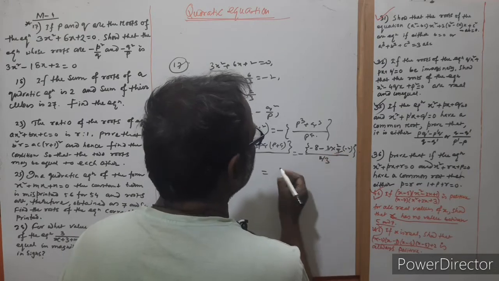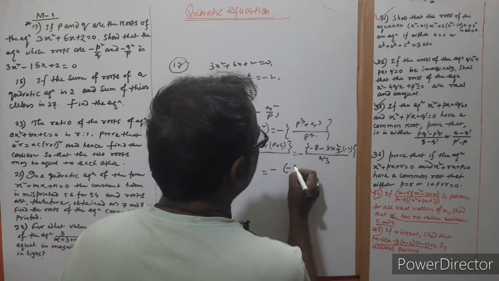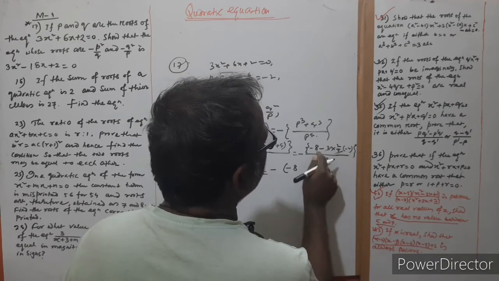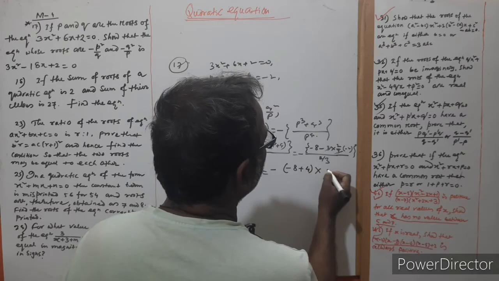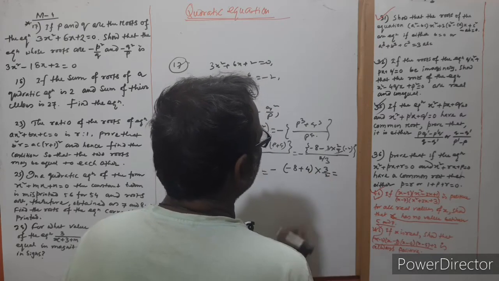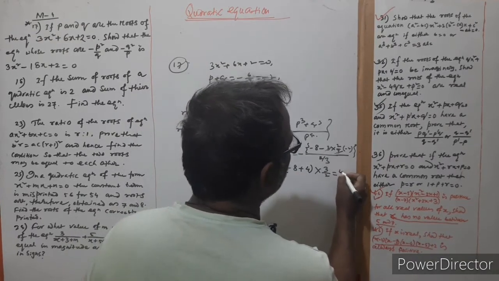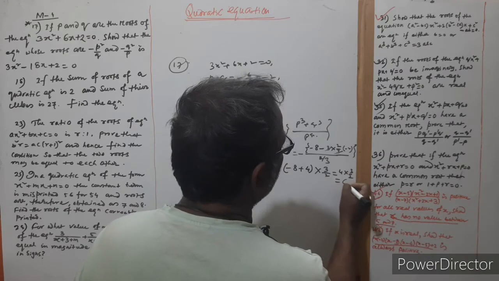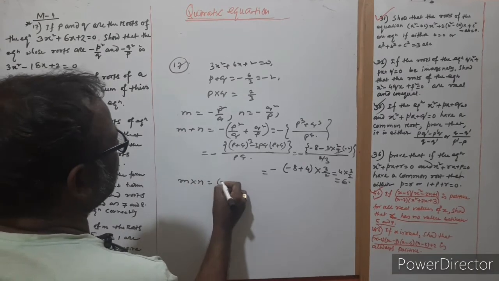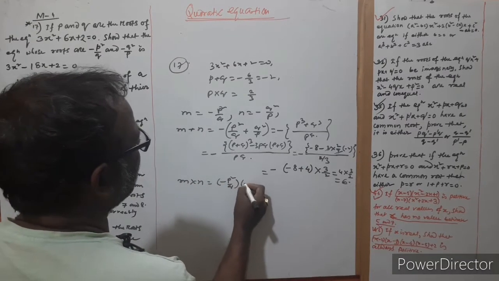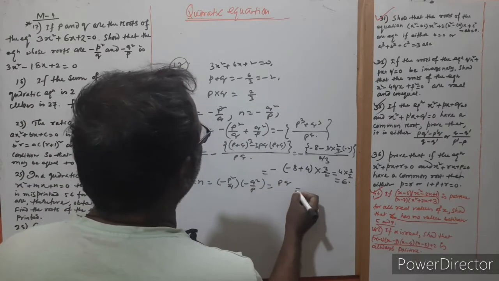See, these two are cancelled. So minus 8, and minus minus plus, 2 to the 4, into 3 by 2, that is 4 into 3 by 2, and this is 6. Now m into n, that is minus p square by q into minus q square by p, so pq, and this value is 2 by 3.